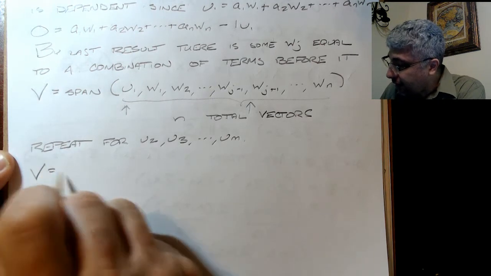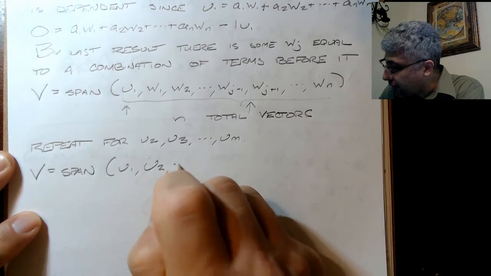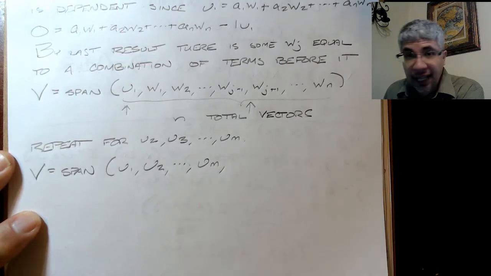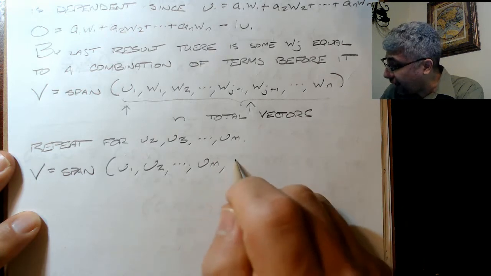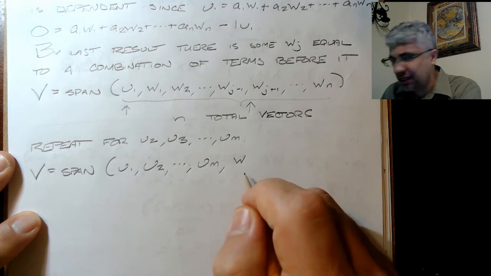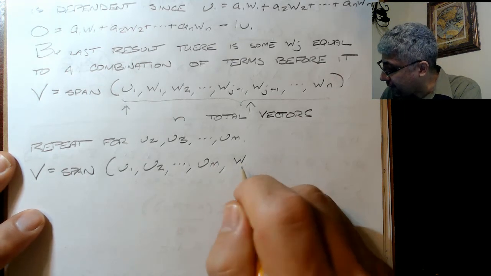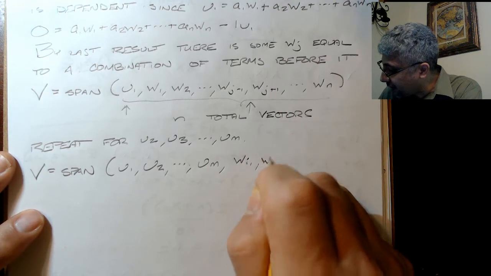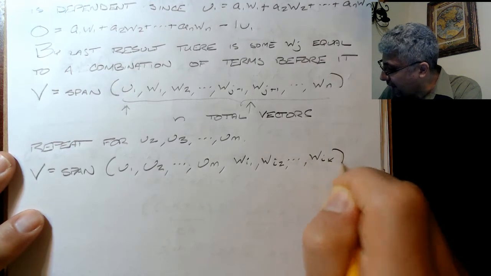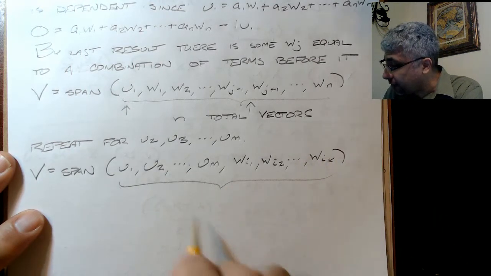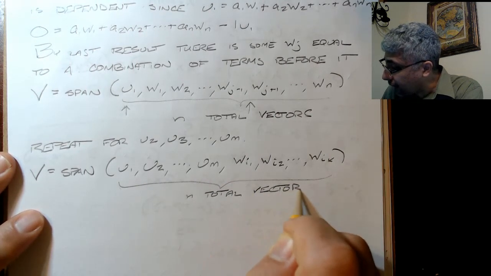V is going to be the span of U1, U2, through Um, and then some collection of W's. I don't know which ones. I have to get weird with my indices for a second. I apologize. I'll say W_i1 and W_i2, all the way through W_ik. But what do I know about the number of terms? There's still n total vectors.